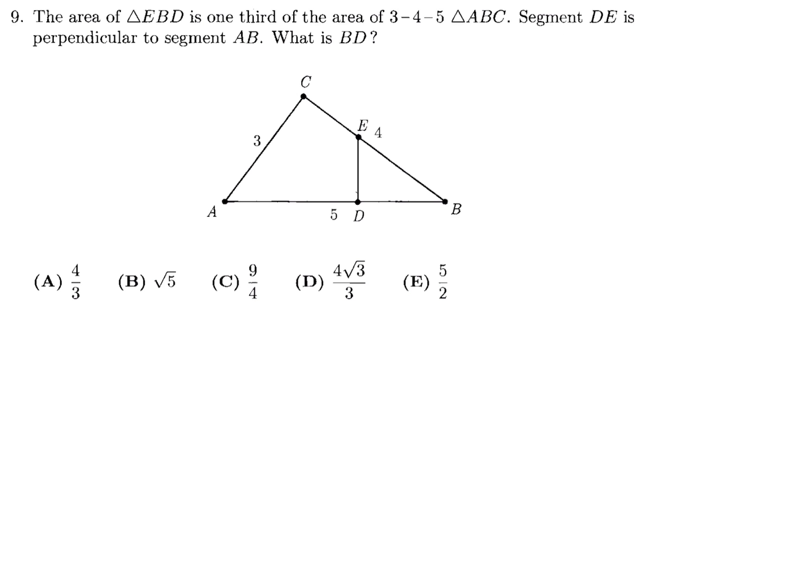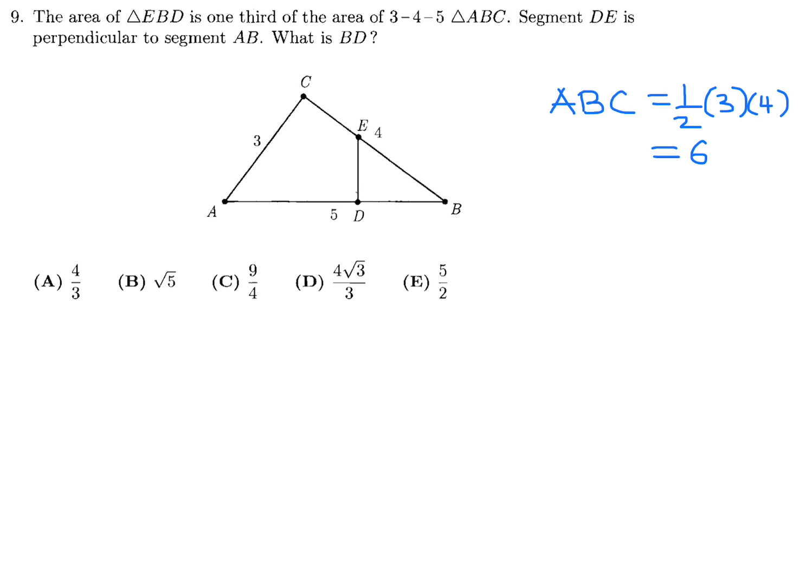The area of EBD is 1/3 the area of a 3, 4, 5 triangle ABC. Segment DE is perpendicular to segment AB. What is BD? All right, so I think we first have to figure out the area of triangle ABC, and that should be pretty easy. It's just 1/2 base times height. The base we can call 3, the height we can use 4, and that's 6.